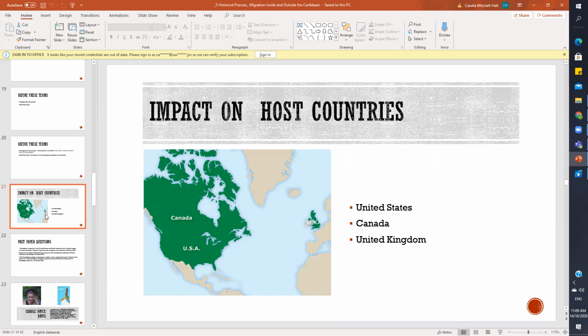Well, there people get more job opportunities. All right, so that is one. Anyone else? Sir, remittances. Remittances is one. You get money. So that is a benefit for the Caribbean. So once people leave, it can also have a positive effect on the Caribbean. And a negative effect on the Caribbean.